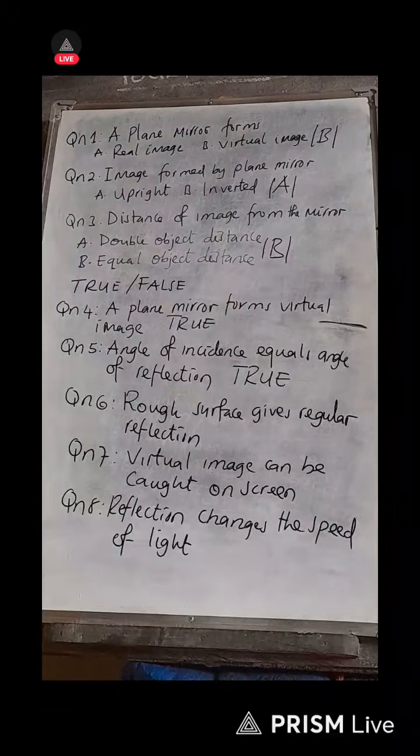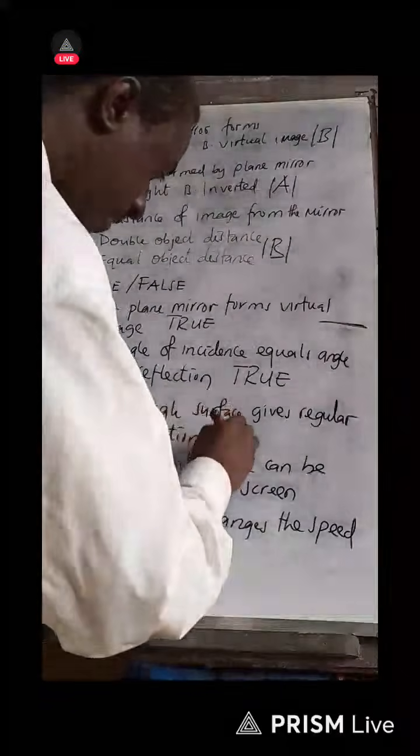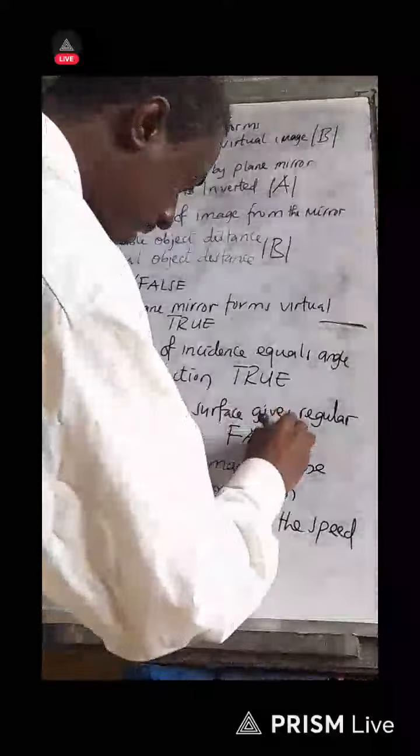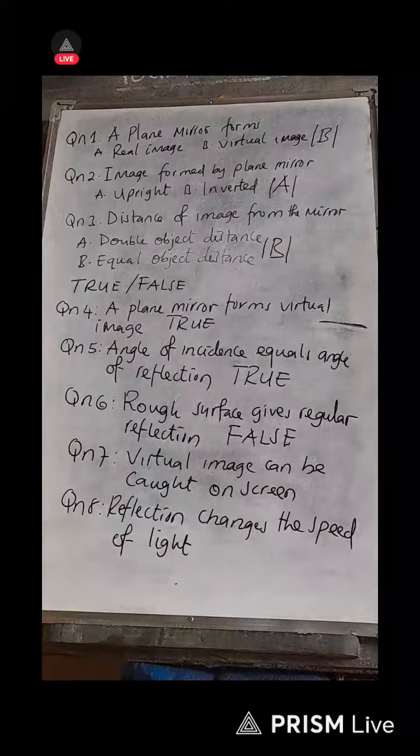The correct answer is false. Normally, regular reflection occurs on a smooth surface. A rough surface is where we have diffuse or irregular reflection of light. Let's keep this momentum.